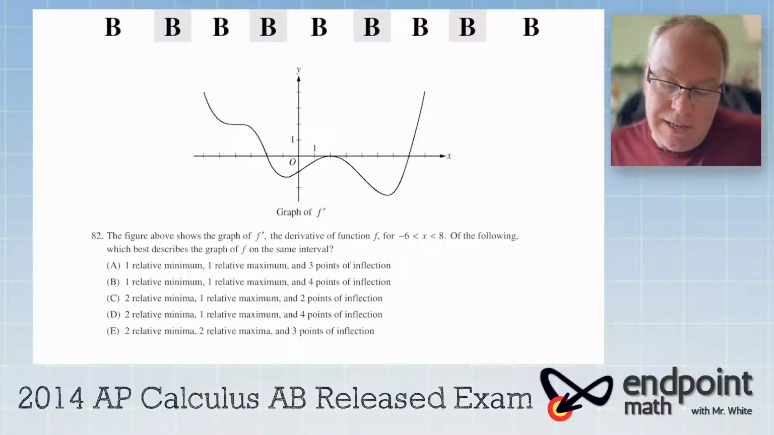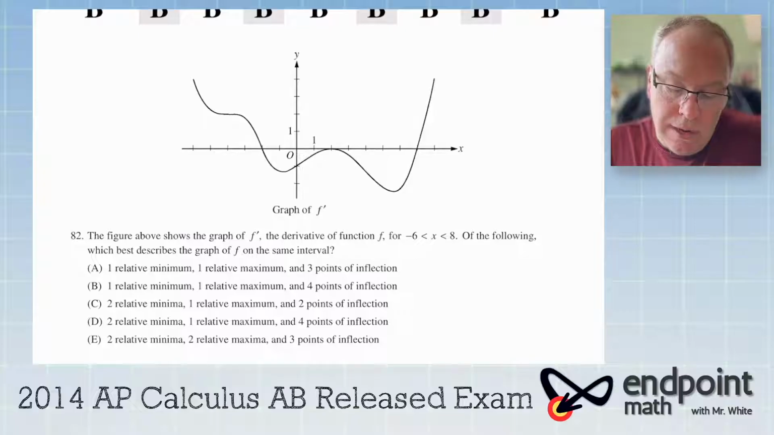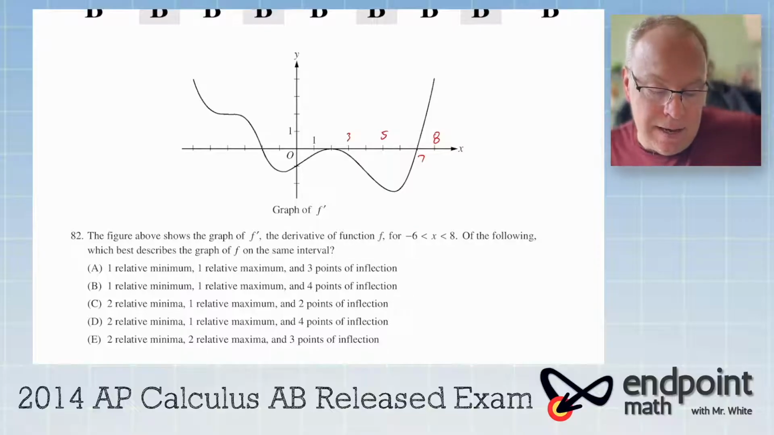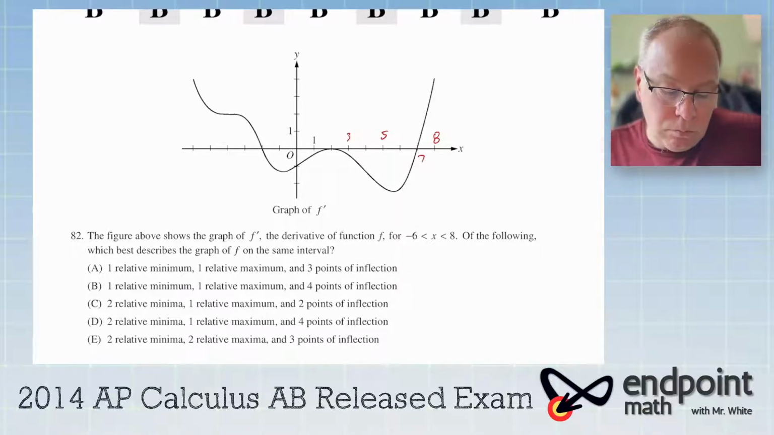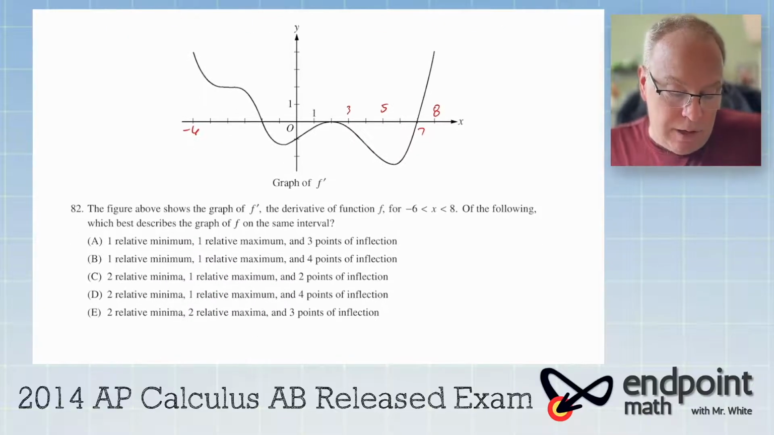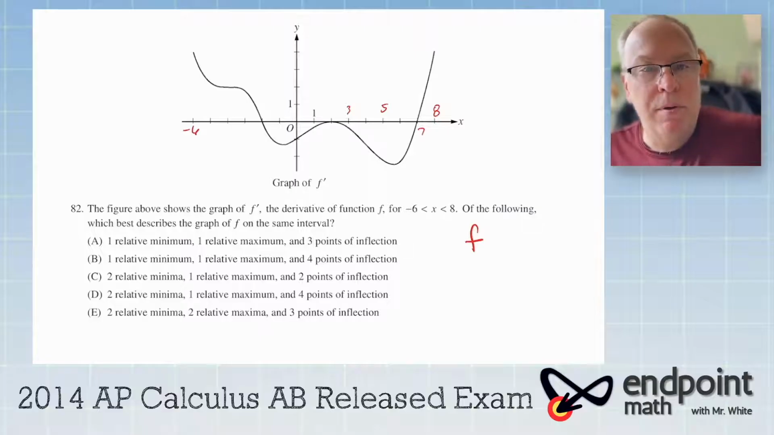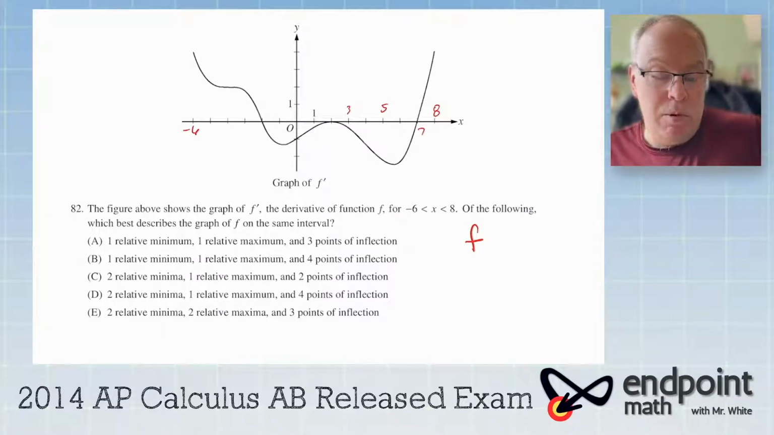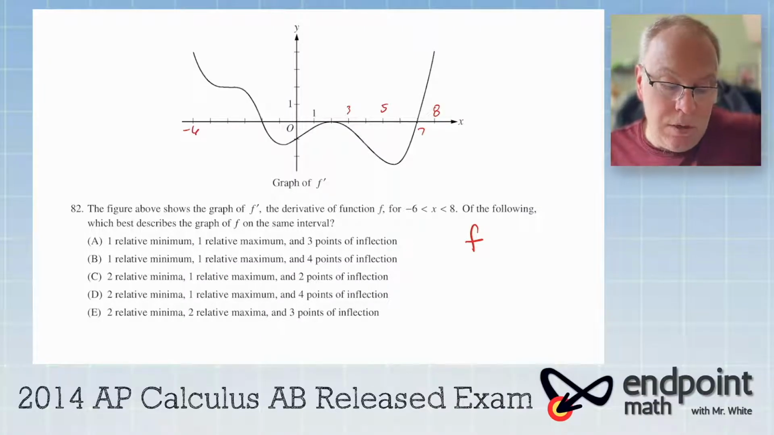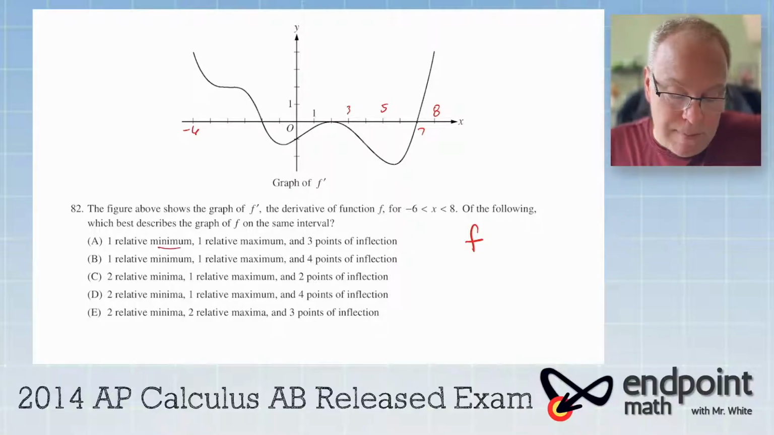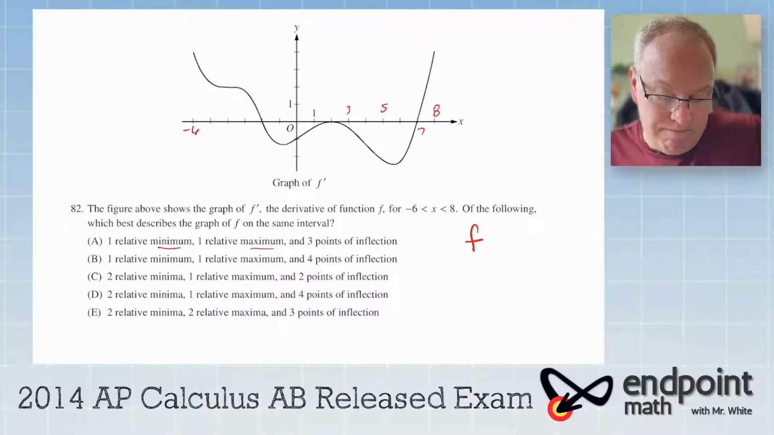All right, from -6 to 8. So 1, 2, 3. Let's make sure we've got these labeled just so we're certain. There's 8, and then -6 is right here. Okay, so we're good. Of the following, which best describes the graph of f? Now remember, this is f prime, f prime. So we're looking for mins and maxes on f.